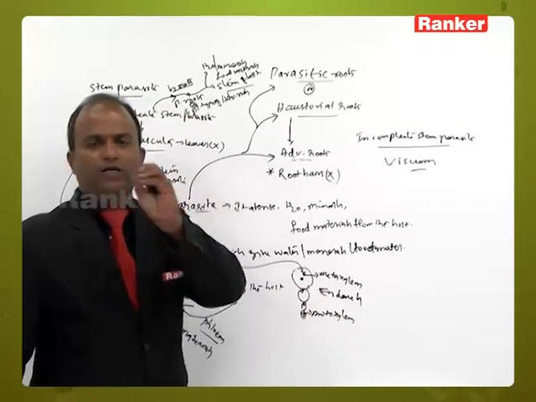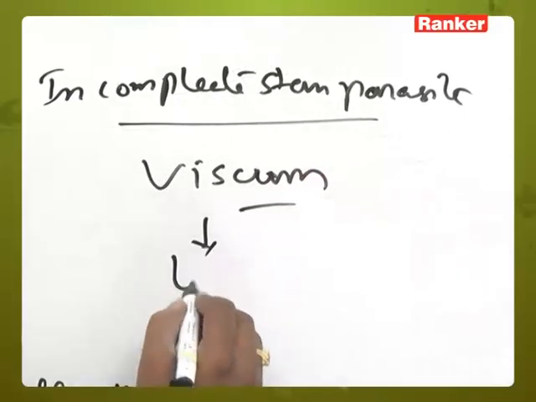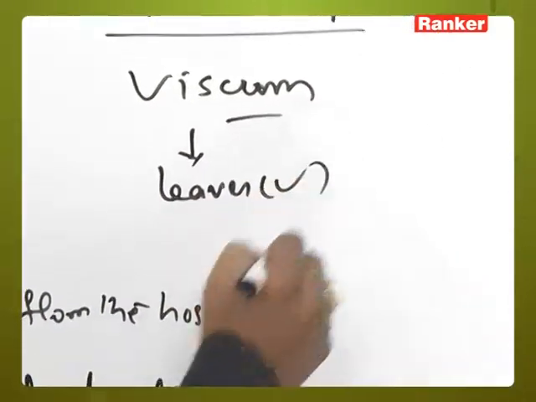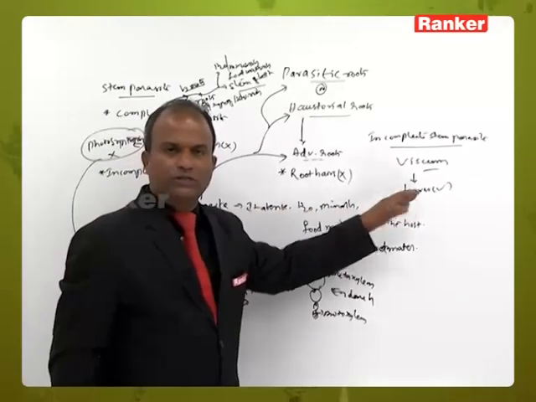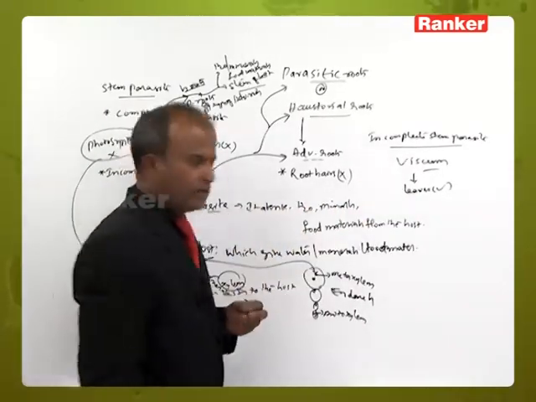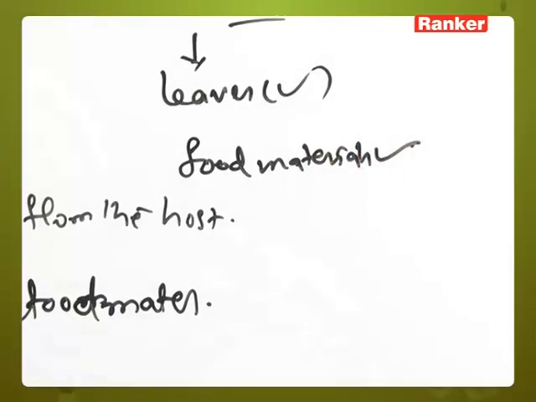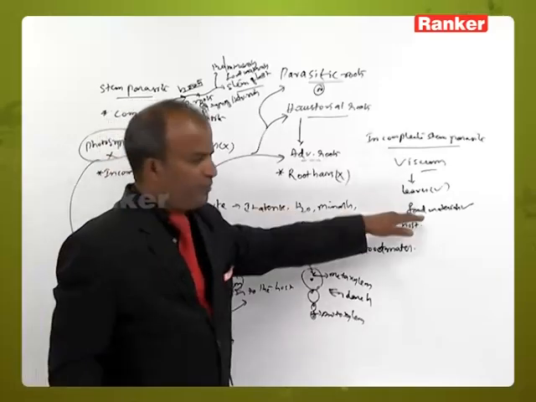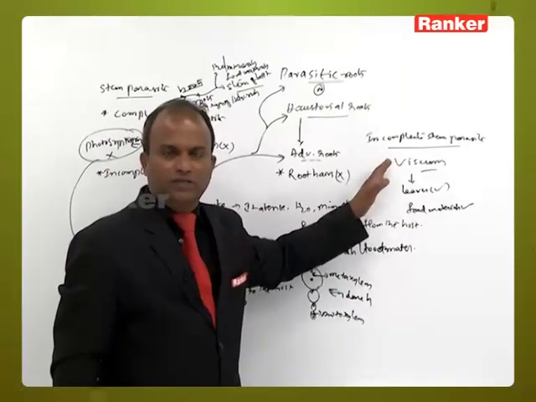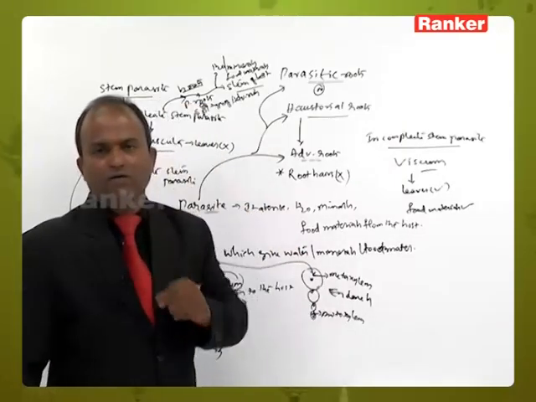Whether it shows leaves or does not show leaves? Here in this Viscum, an incomplete stem parasite, it shows leaves. That means it can perform photosynthesis and prepare its own food materials. Is Viscum depending upon the host for food materials? No. Why? Because as Viscum contains leaves, it can perform photosynthesis and prepare its food materials.